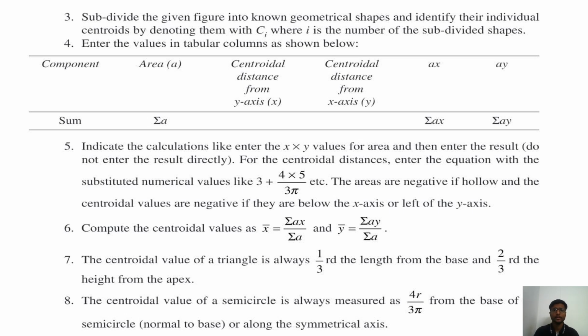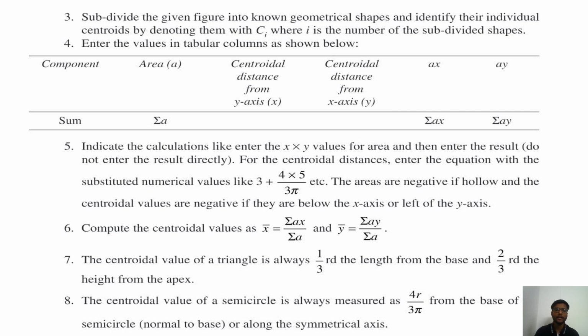Third, subdivide the given figure into known geometrical shapes and identify their individual centroids by denoting them with Ci, where i is the number of the subdivided shape. Fourth, enter the values in the tabular columns as shown below. First is component, second is area, third is centroidal distance from the y-axis, fourth is centroidal distance from the x-axis, fifth is ax, and next is ay.